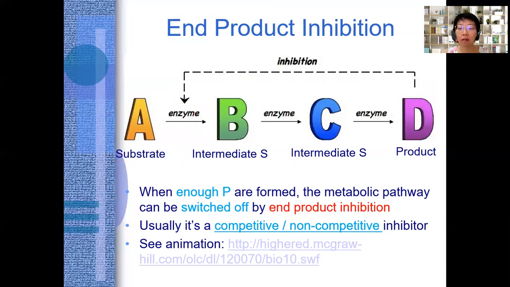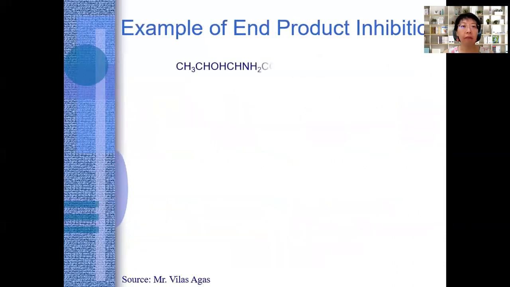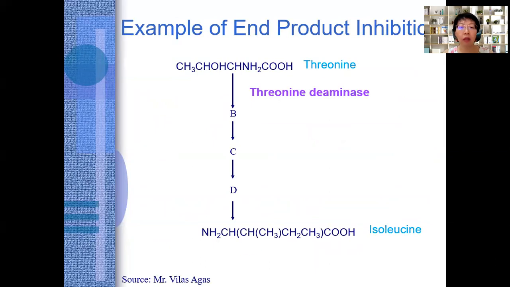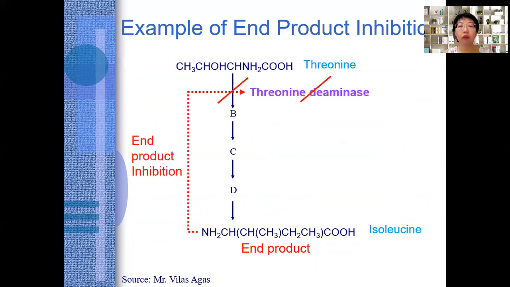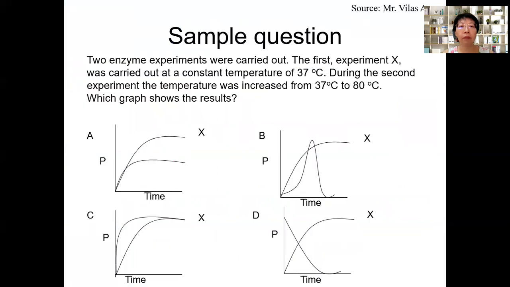Okay? All right, so this is illustrating end product inhibition, where the product becomes a non-competitive inhibitor. Okay? So this is an example of a metabolic pathway in the body where threonine is converted to isoleucine. So these are all amino acids, okay? Once I have produced enough isoleucine already, I will switch off the series of reactions by inhibiting the first enzyme in the series of reactions. So this is end product inhibition, okay?